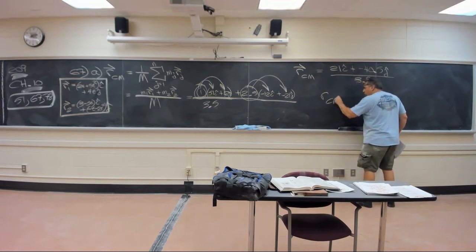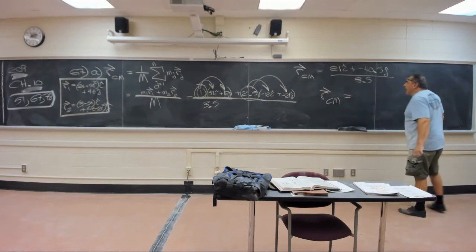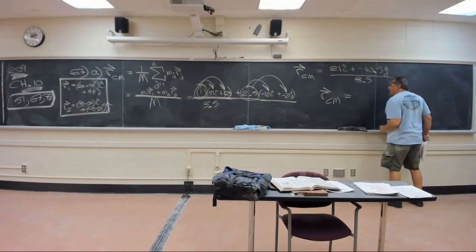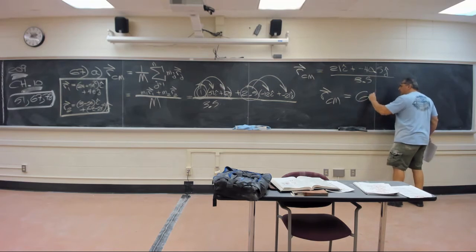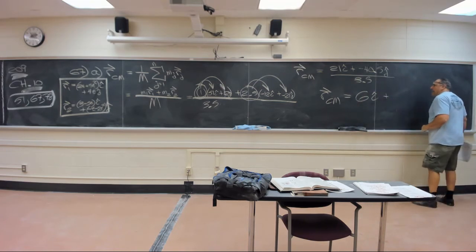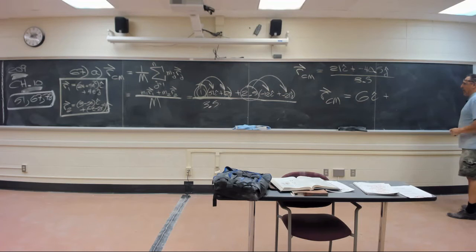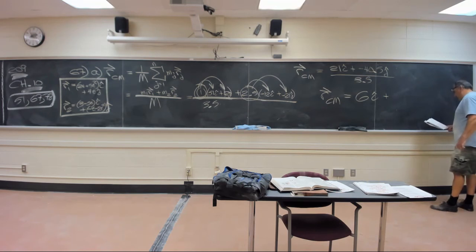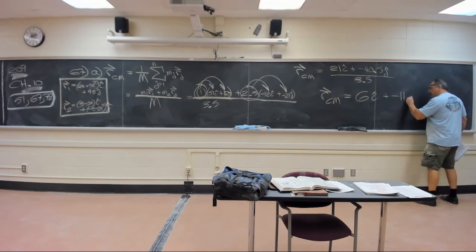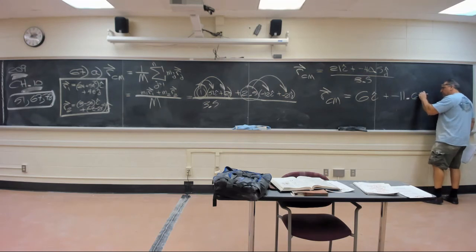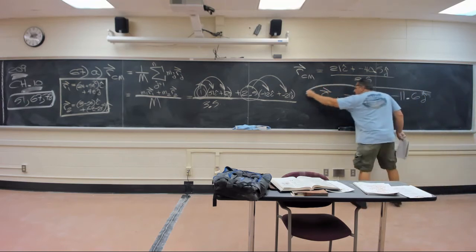All right, it's quite the song and dance, guys. I'm not going to lie to you. 3.5 goes into here 6 times. That came out pretty nice. This goes into here. That's its own dynamic in its own right, right? Not quite 12, but it's going to be like 11 something. It's going to be negative 11.6. And this is in meters.